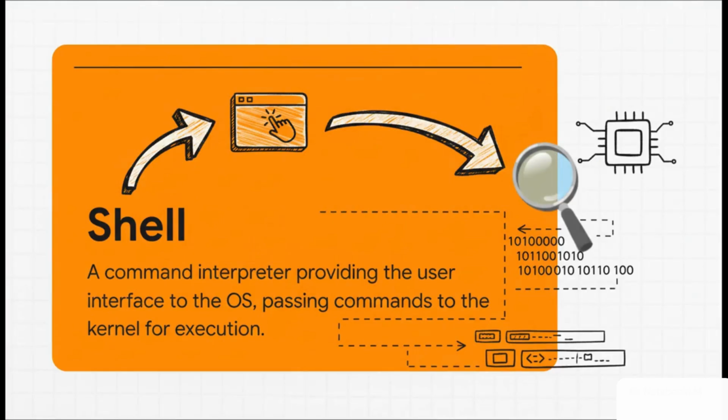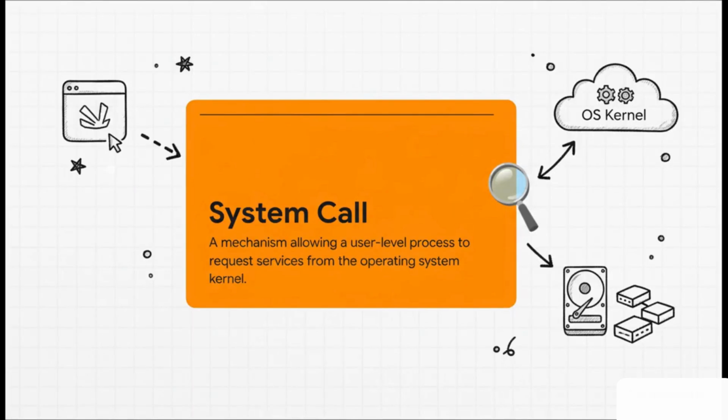So your click is like the first domino to fall. It's immediately caught and understood by something called the shell. Now, the shell is the part of the OS you actually see and interact with. Your desktop, your icons, all that stuff. It's basically the official translator that takes your human-friendly command, your click, and gets it ready for the system's core to understand.